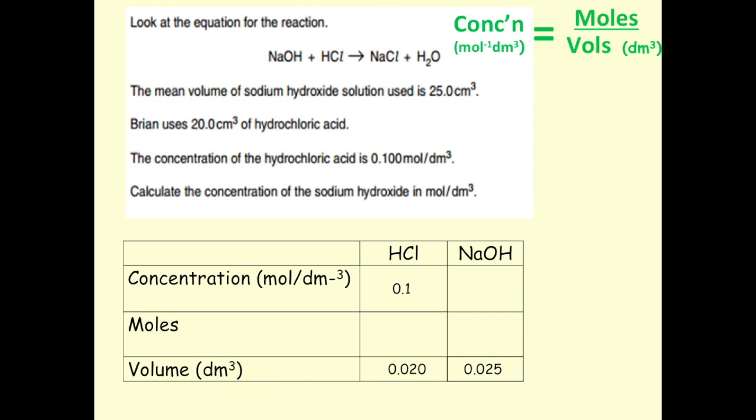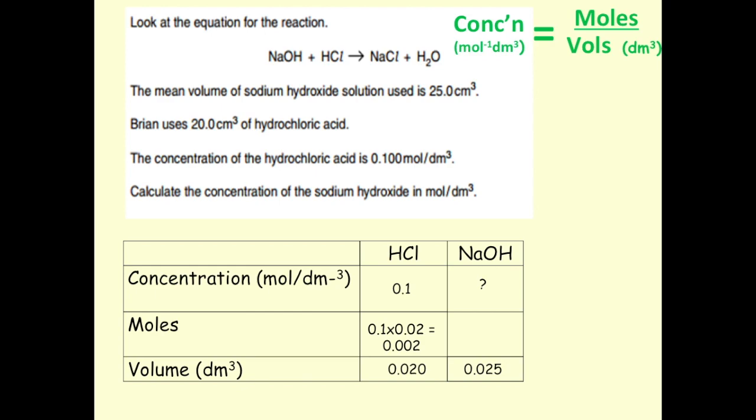You'll see that I'm struggling to work out anything with NaOH, but I can work out the number of moles of HCl. To do that, I just need to rearrange the equation. Concentration equals moles over volume, and the number of moles is going to be concentration times volume. So when I times 0.1 by 0.02, I come up with 0.002, and that's how many moles of HCl I've got.